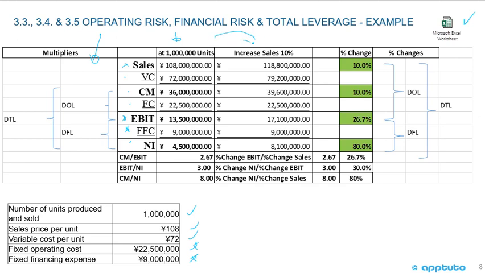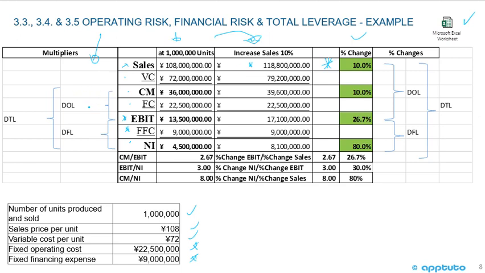What if sales increase by 10%? Okay, so you can see the percentage change here, 10%. What if sales change by 10%? Well, if sales units increase by 10%, then our revenue would increase to 118,800,000 yen. But let's get back to that in a minute. Let's just finish here with the multipliers.